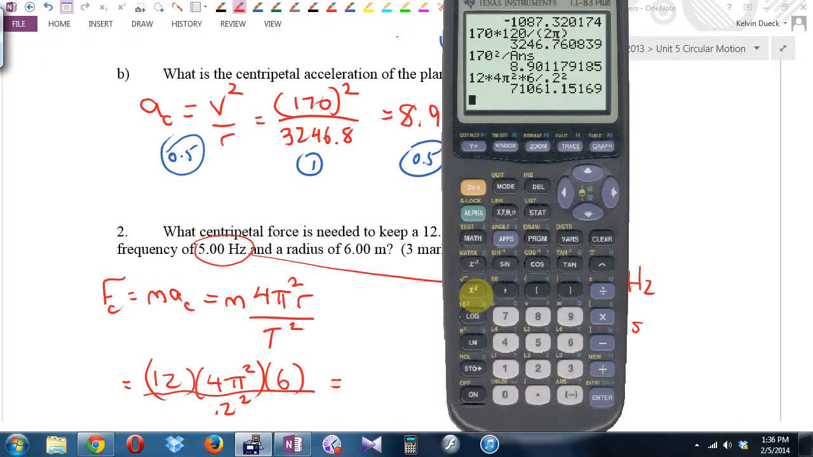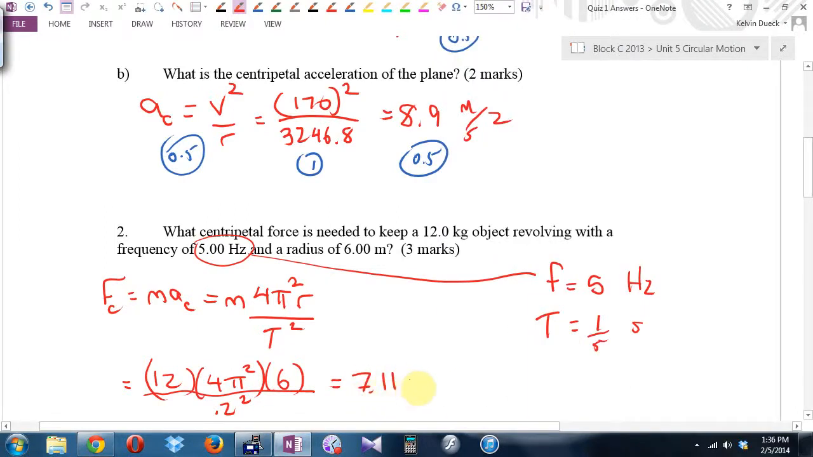Do you get a centripetal force of 71,000? 7.11 times 10 to the 4th. Now, at first I thought, holy smokes, that's really big, because it is really big. And then I went, hey, wait a minute. We're taking a 12-kilogram object, a bowling ball, on the end of a 6-meter chain, spinning around so fast that it's going around 5 times a second. If you were spinning a bowling ball on a 6-meter chain 5 times a second, I think that would be a huge force. So I'm okay with that answer. At first, I was a little uncomfortable. Now I'm like, yeah, that makes sense.